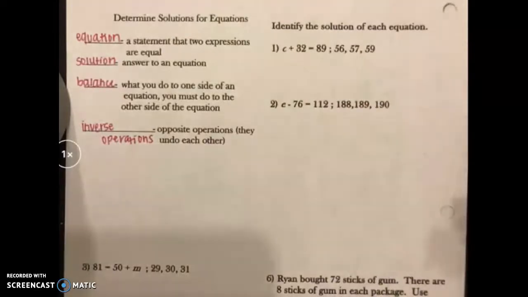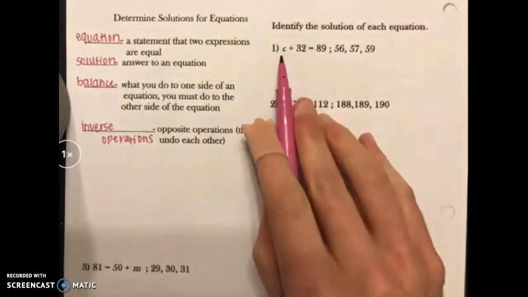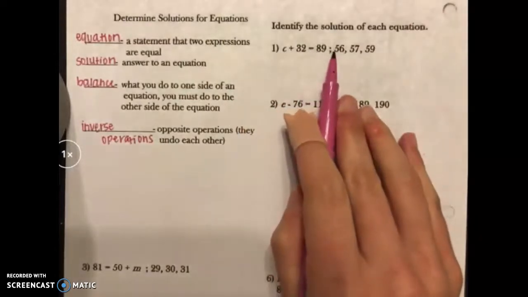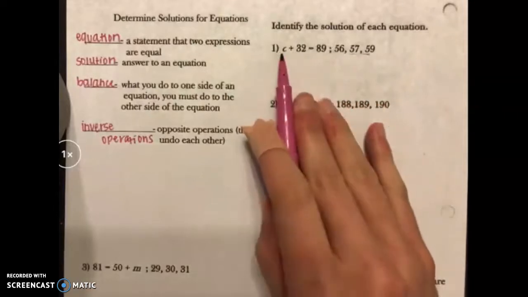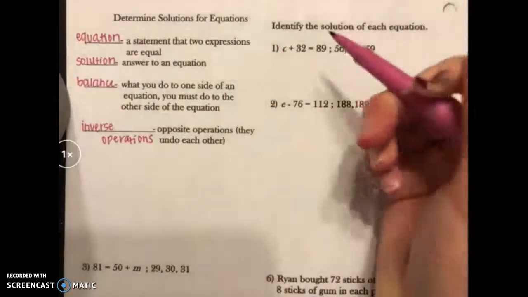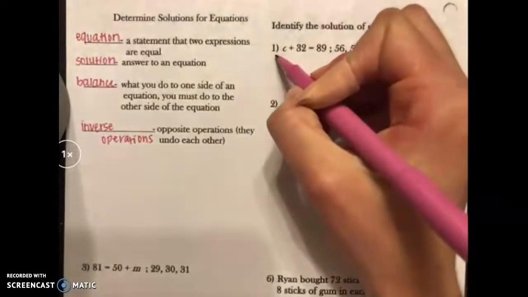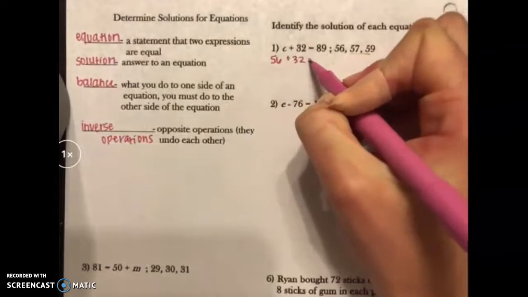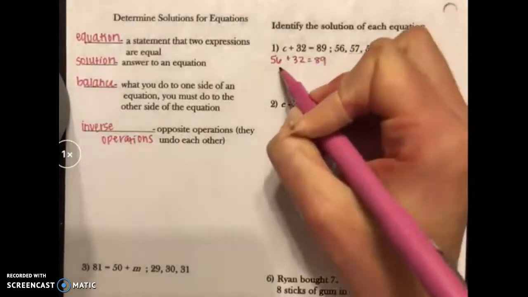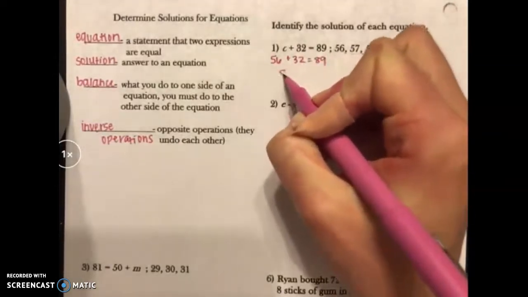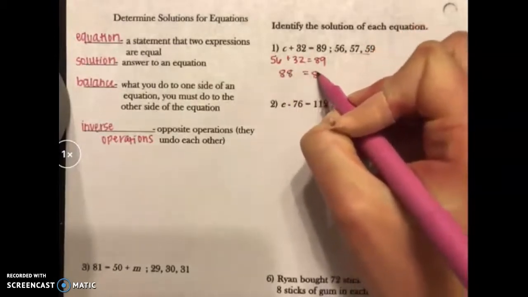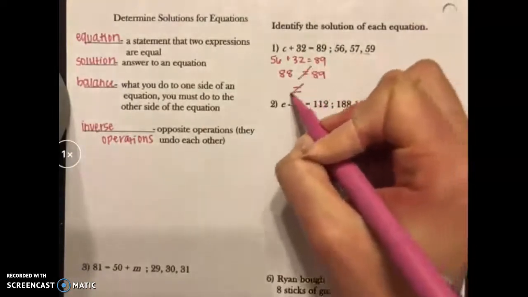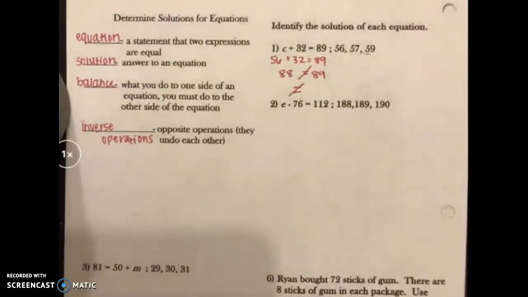Identify the solution of the equation. Okay, so here's my equation. I have C plus 32 equals 89. Okay, so it wants me to take one of these numbers, plug it in, and see if it fits, see if it's true. Okay, so let's just go ahead. We're going to start with this first one, so 56. So 56, I'll plug in for C, plus 32 equals 89. 56 plus 32 equals 88. Okay, is 88 equivalent to 89? No, so this one does not work. Okay, that one is not equal.